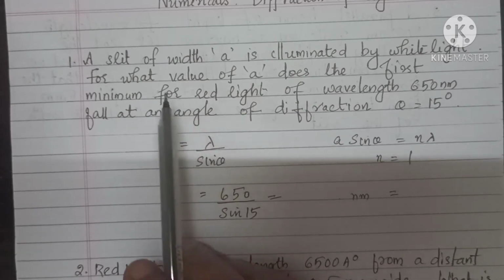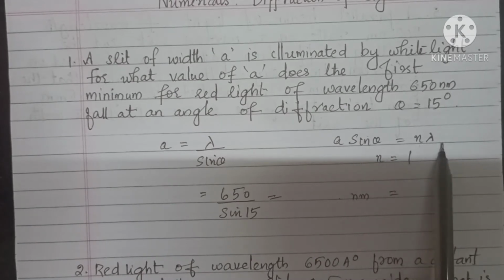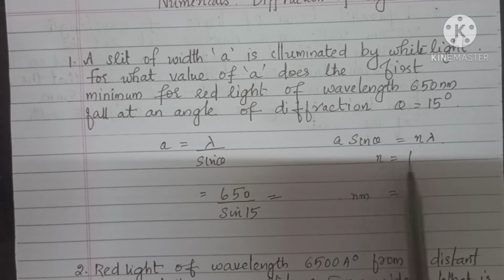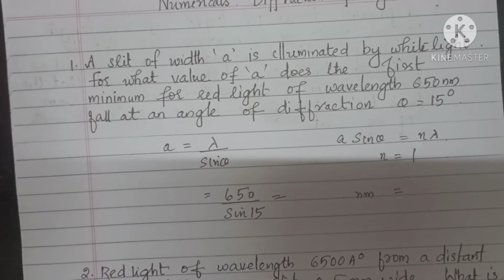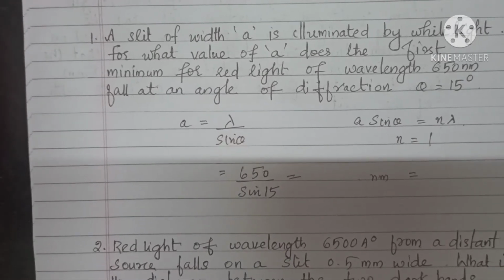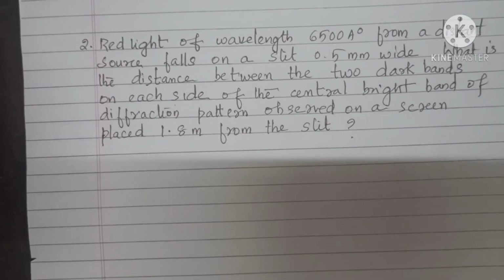Once again, since it is first minimum, you have to take the expression A sin theta, path difference must be equal to n lambda. Here it is first minimum, so n equal to 1, so expression will change to A equal to lambda by sin theta. Substitute the values that is given in the question, and then you can find the answer. Clear? Moving to the second question.